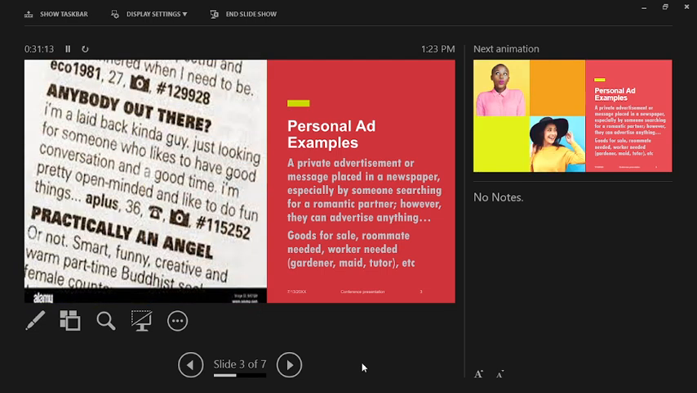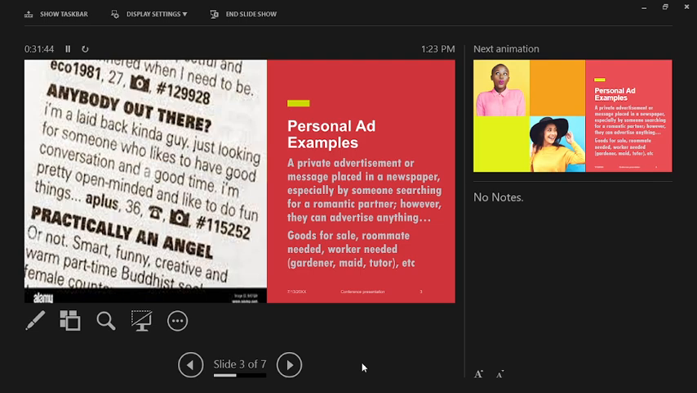So here's an example. They usually do have a title, okay? Anybody out there. I'm a laid back kind of guy, just looking for someone who likes to have a good conversation and a good time. I'm pretty open-minded and like to do fun things. That was not quite long enough. You need yours to be 5 to 7 sentences, but essentially you get the idea of that. That's a romantic one. You do need to take into consideration how your persona would write. Like the first thing I noticed when I read this is that he doesn't capitalize the letter I.